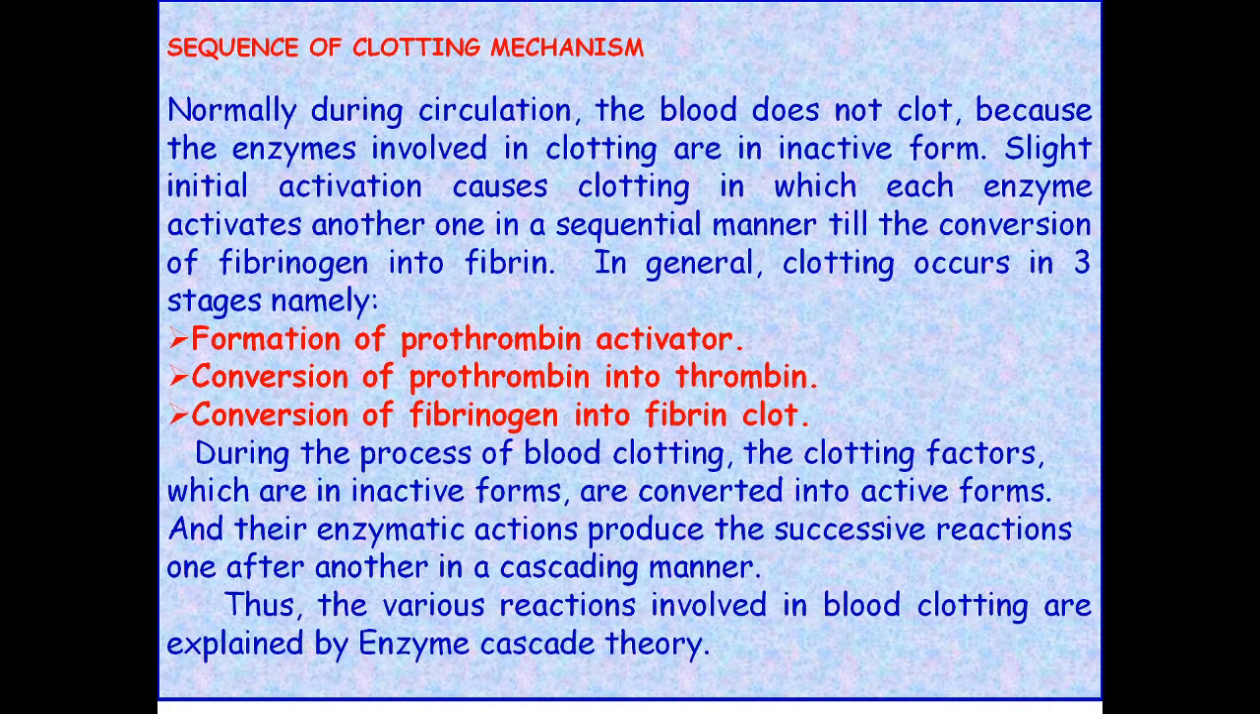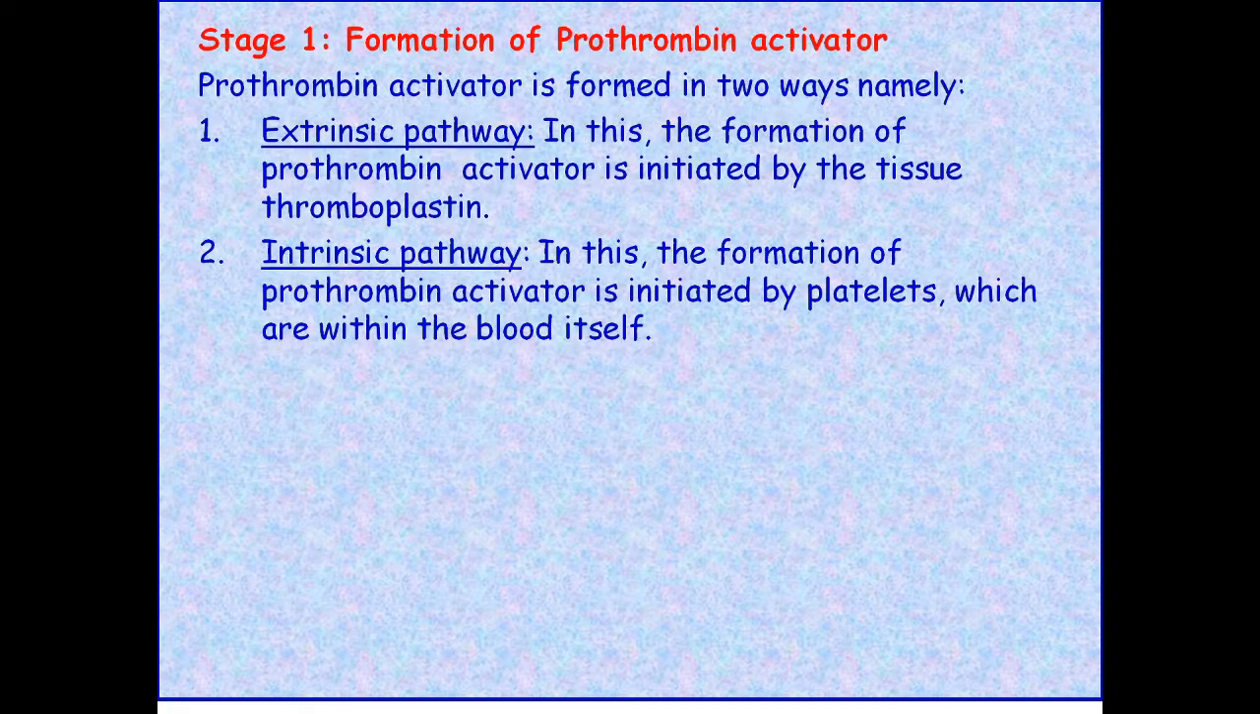During blood coagulation, the clotting factors which are in inactive forms are converted into active forms, and their enzymatic action produces successive reactions one after another in a cascading manner. Thus, the various reactions involved in blood coagulation are explained by the enzyme cascade theory.